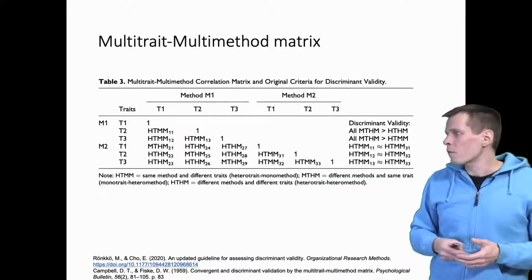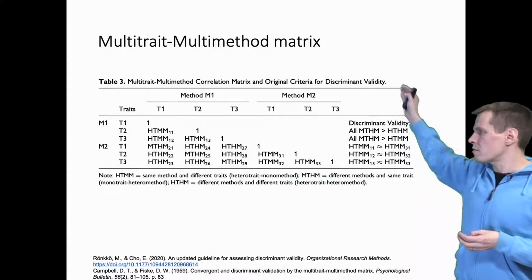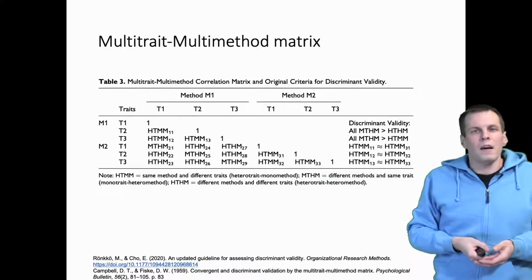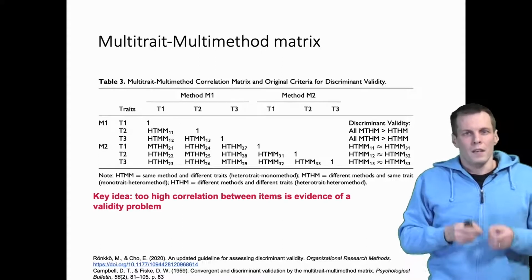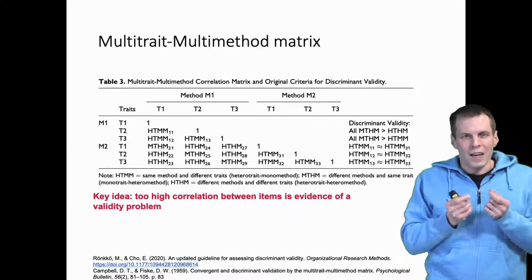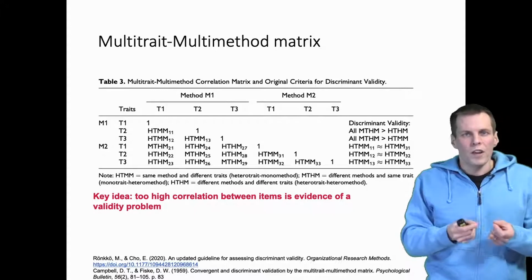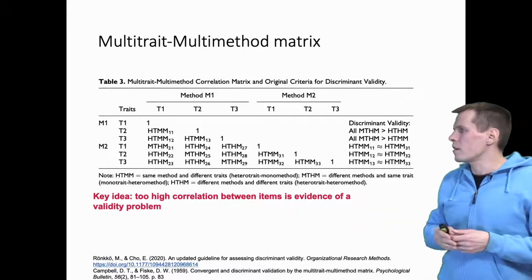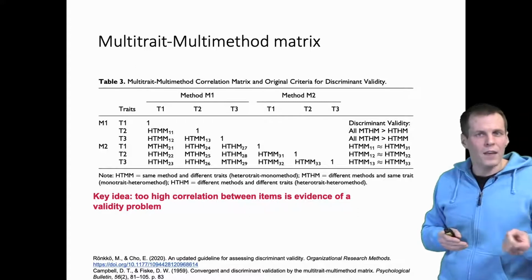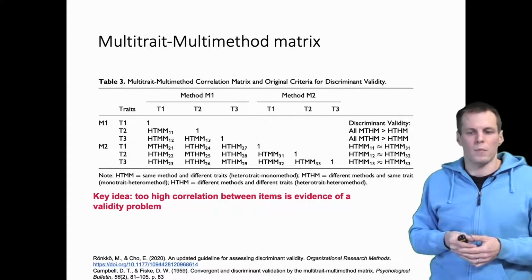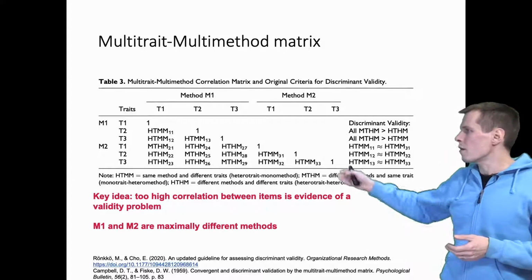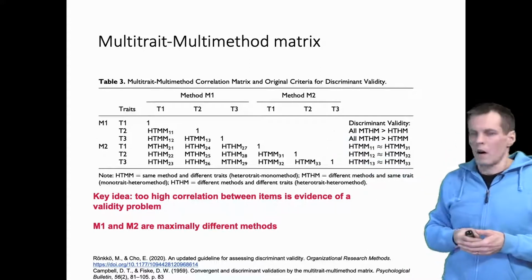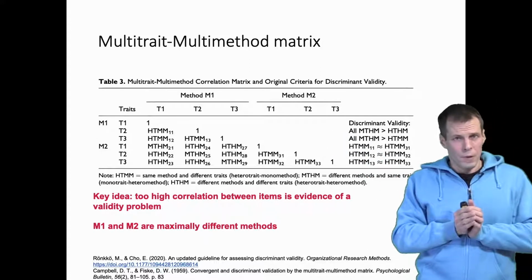Starting from the multi-trait, multi-method matrix, we need to understand that the key idea in discriminant validity is that it is about a correlation that should not be too high. Too high a correlation between items is evidence of a discriminant validity problem. And we also have M1 and M2, which are maximally different methods.